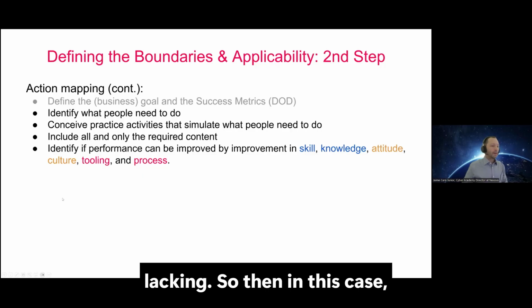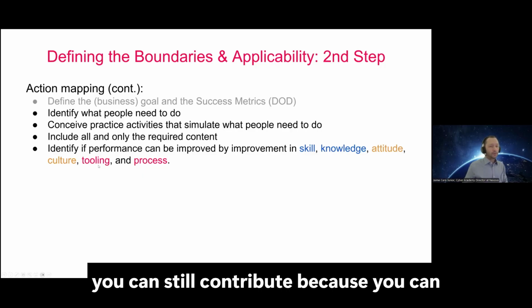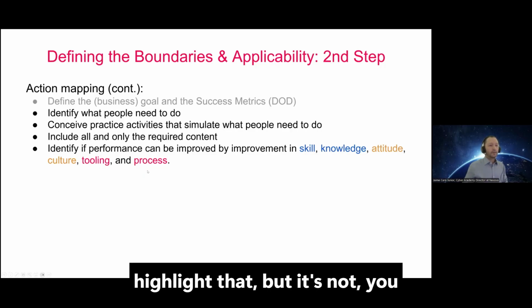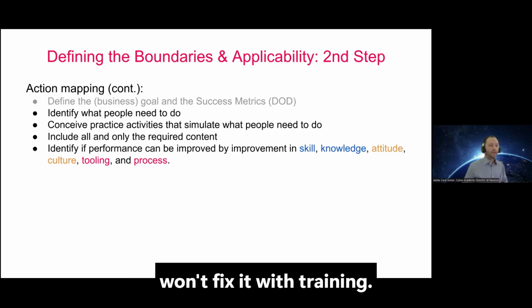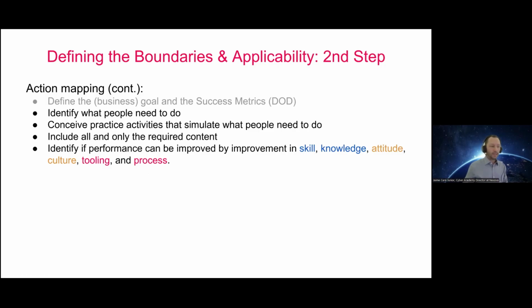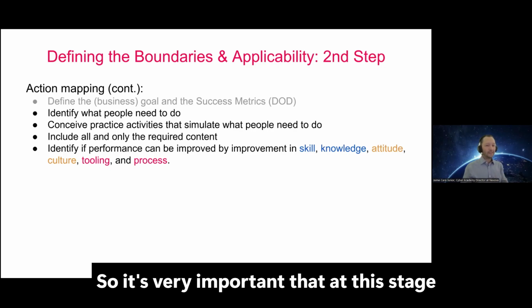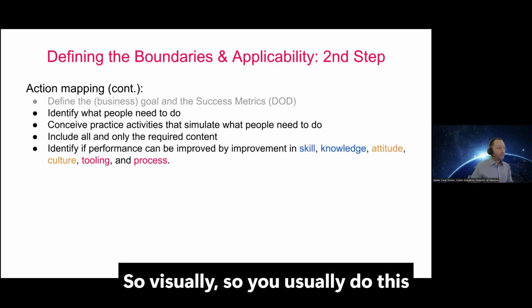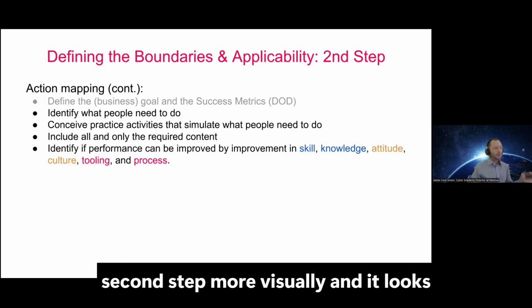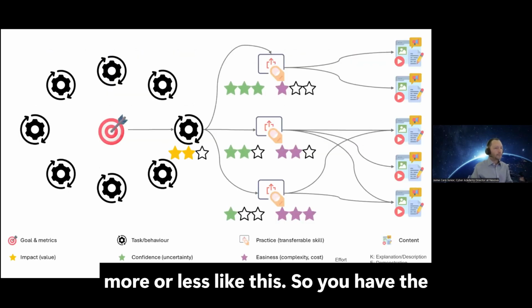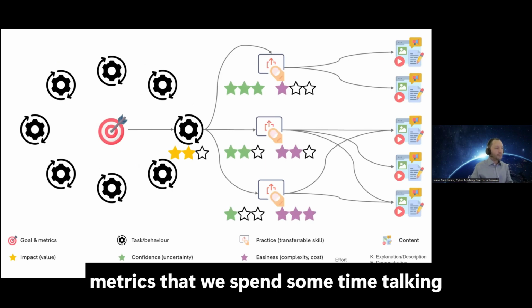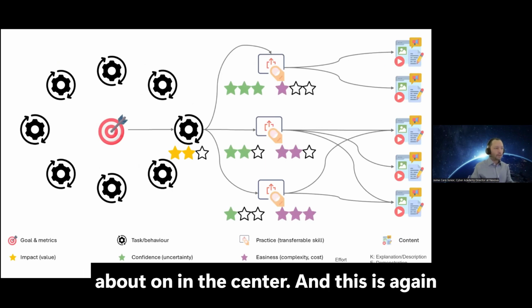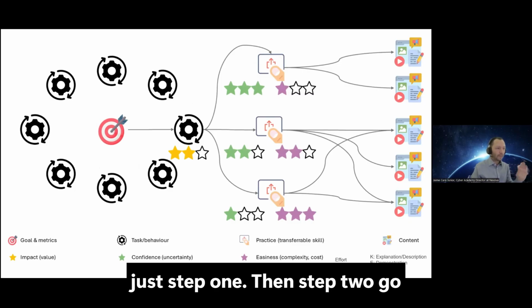So then in this case, you can still contribute because you can highlight that, but you won't fix it with training. So it's very important that at this stage, you're able to identify that. So visually, you usually do this second step more visually, and it looks more or less like this. So you have the metrics that we spent some time talking about in the center. And this is, again, just step one.